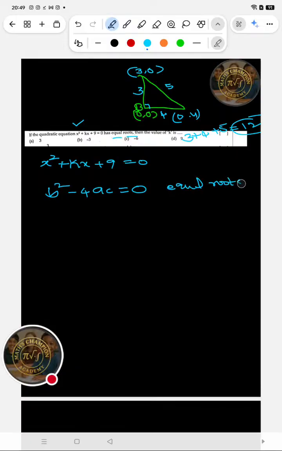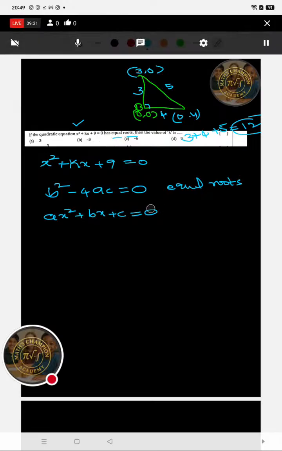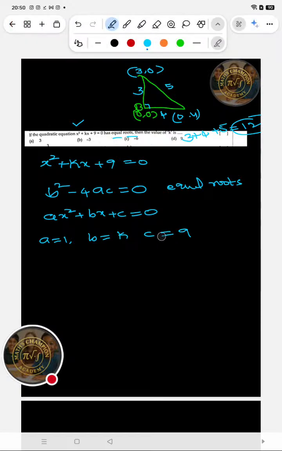Here we already know the general form of a quadratic equation, that is ax square plus bx plus c is equal to 0. By this we can say a value is equal to 1, b value is equal to k, c value is equal to 9.